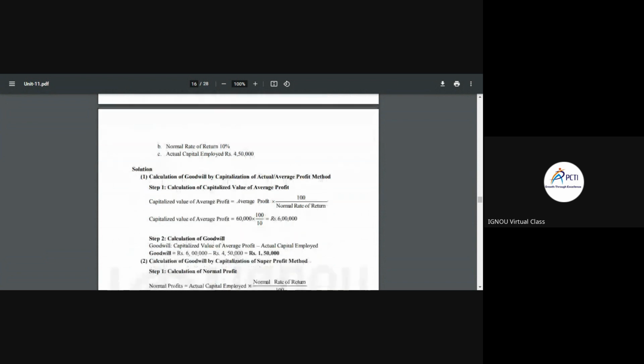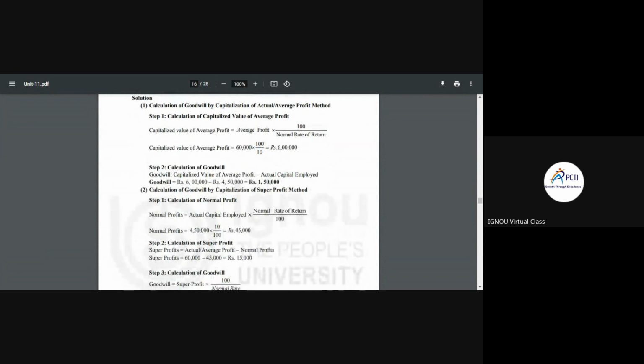So in the solution, we have first of all the calculation of goodwill by the capitalization of actual average profit method. In this case, first of all, we have the formula of average profit divided by normal rate of return. So we divide 60,000 by 10%, we have 6 lakh. Then we have the second step, calculation of goodwill. So capitalized value of average profit, then we deduct the actual capital employed, 6 lakh minus 4 lakh 50,000, we get 1 lakh 50,000.